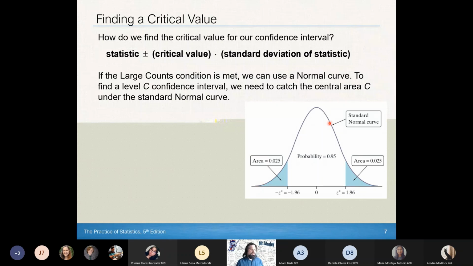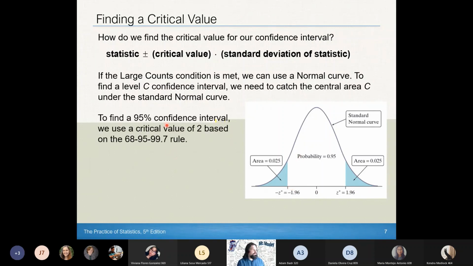So again, we have our standard normal curve. Suppose we're looking for a 95% confidence interval. So we're capturing the middle 95% of the curve, which we've done before. We have our 68, 95, 99.7 rule. And we previously said 2 standard deviations to the right or the left gives us the 95% in the middle. To find a 95% confidence interval, we use a critical value of 2 based on the 68, 95, 99.7 rule.